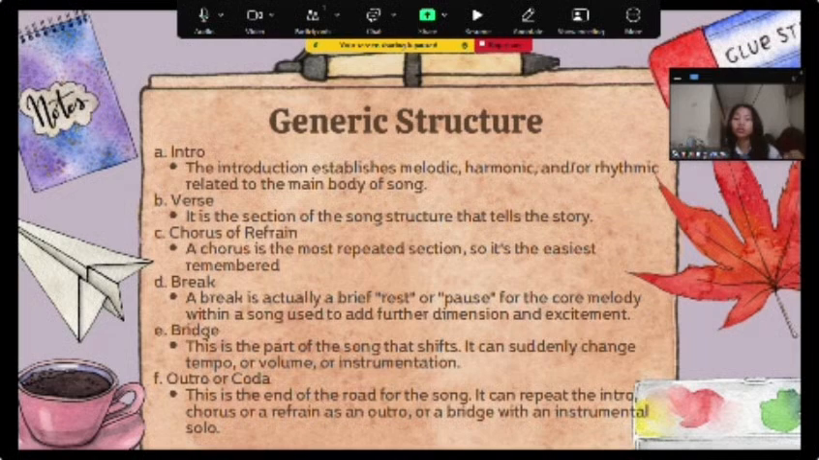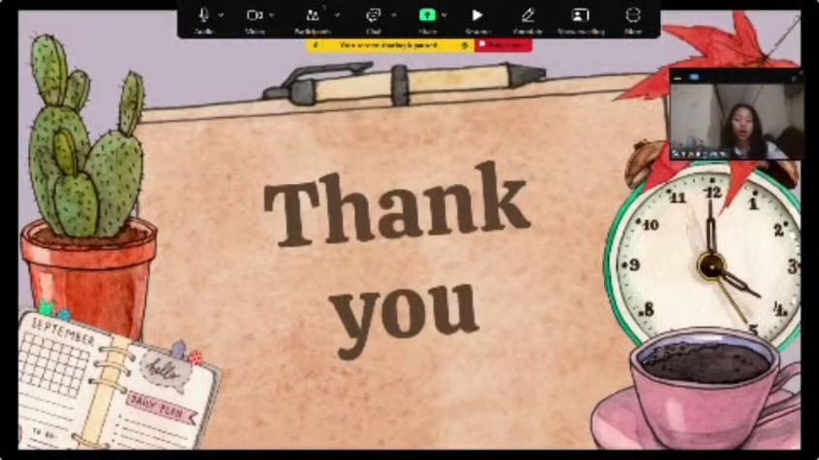This is the end of the road for the song. It can repeat the intro, chorus, or a refrain as an outro, or a bridge with an instrumental solo. That's all about the material of semester 2. Thank you.